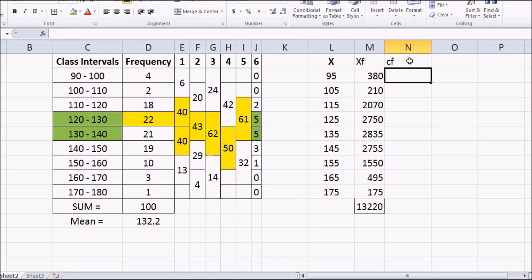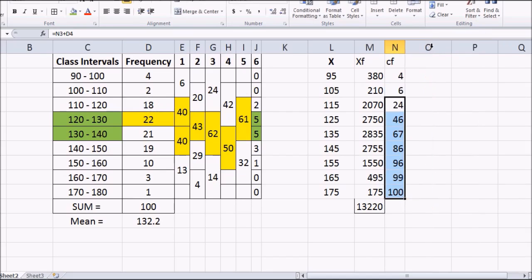We need to find the cumulative frequency. Cumulative frequency for the first one is 4. Second one would be the sum of the first plus the second frequency. Third will be the sum of the first, second, and third frequency, and so on. When I drag it down, of course the last one should be equal to 100. Yeah, it is.